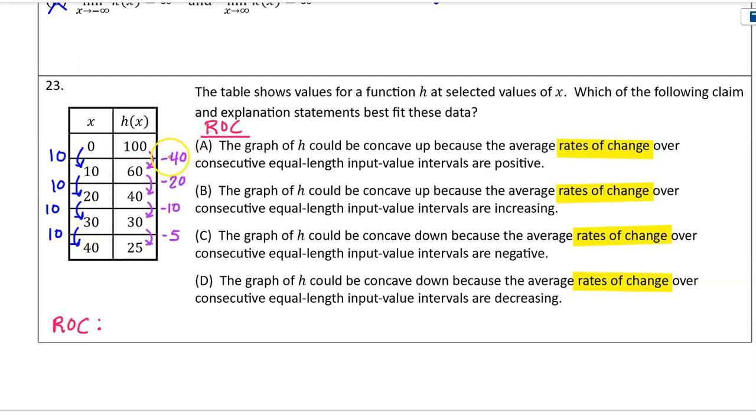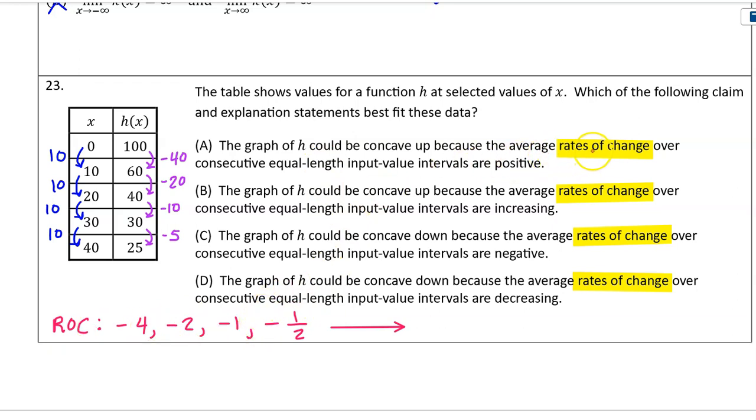The average rate of change is going to be the change in output value divided by the change in input value. So for the first interval, that's going to be -4. For the next interval, that's -2. And then -1. And finally, -1/2. This is getting lost in the text, so I'm just going to write these down below. Let's see if we can eliminate any of these options based on this alone.